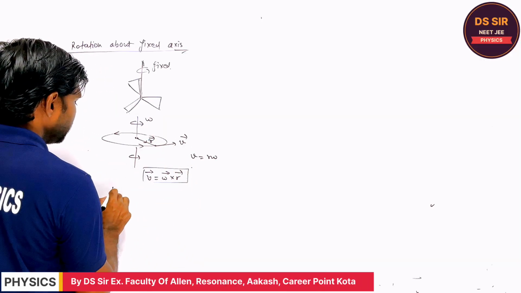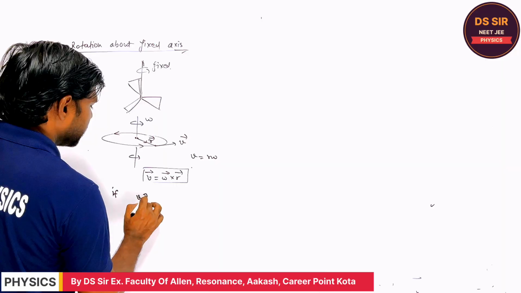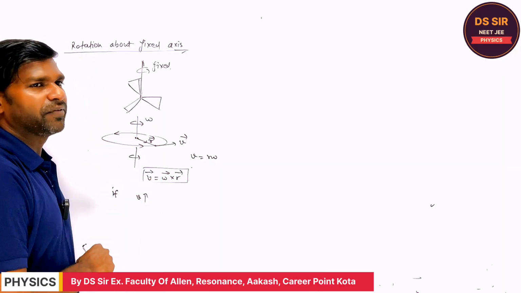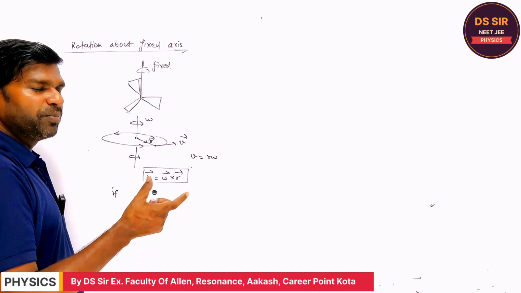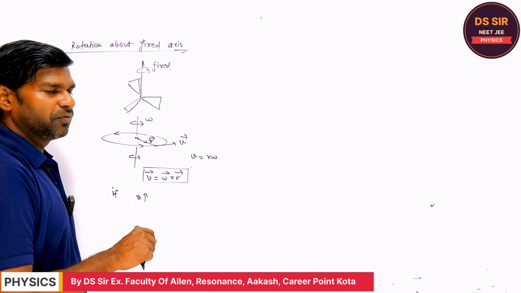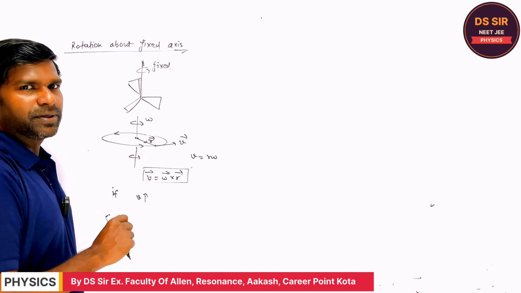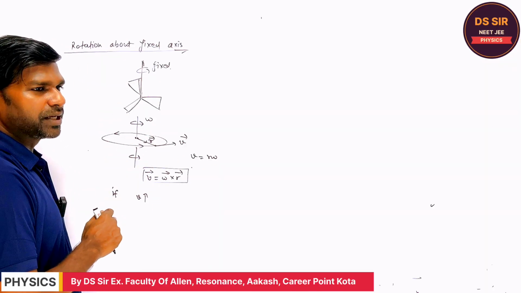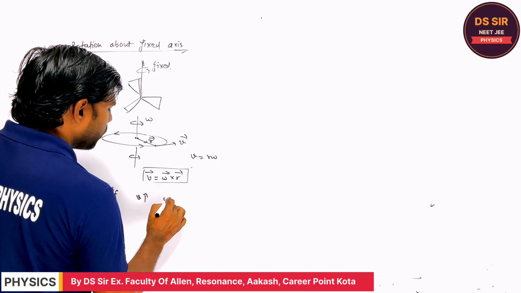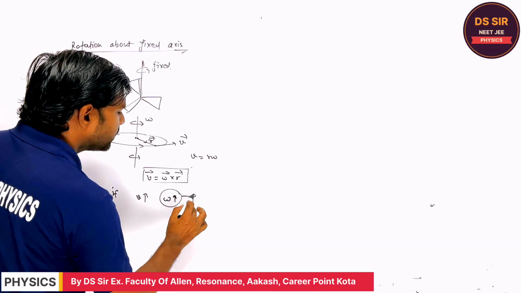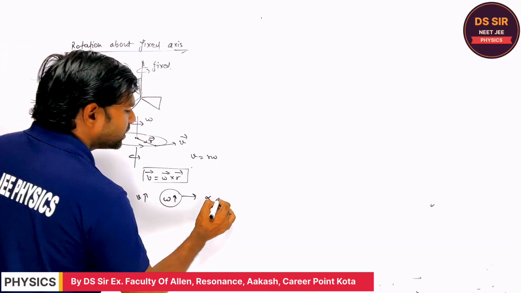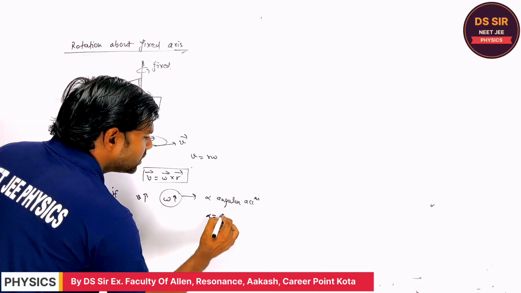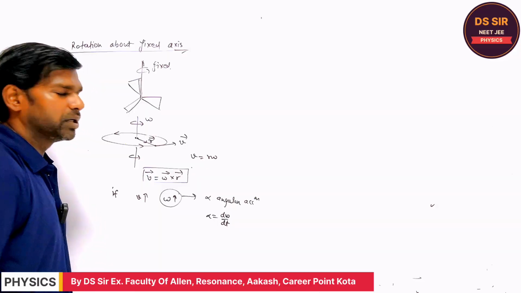If the speed is increasing continuously, for example if you switch on the fan, before switching on the fan its speed is 0, but after some time the speed slowly increases. So if speed is increasing, omega is increasing. If omega is increasing, there will be alpha. What is this? Angular acceleration. The angular acceleration is d omega upon dt.